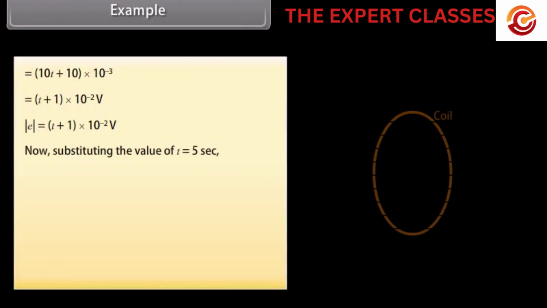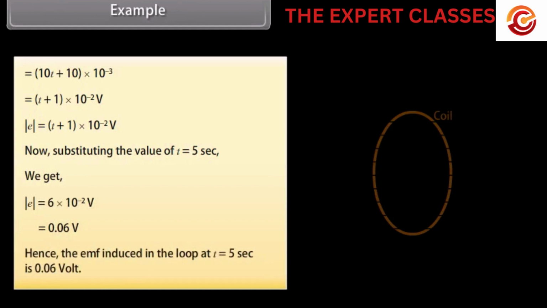Now, substituting the value of t as 5 seconds, we get E as 0.06 volt. Hence, the EMF induced in the loop at t equal to 5 seconds is 0.06 volt.